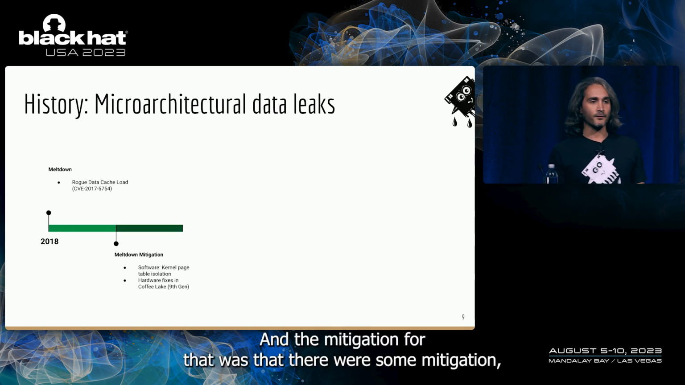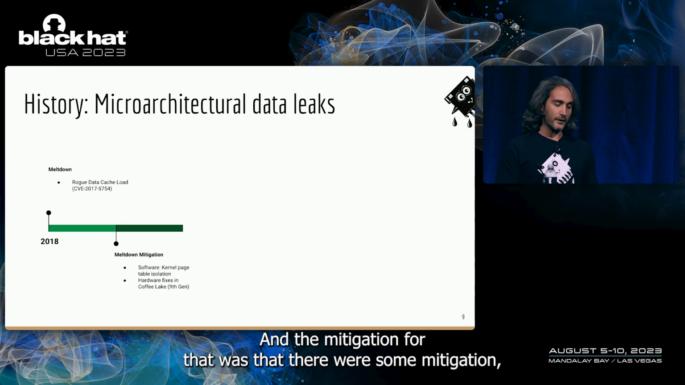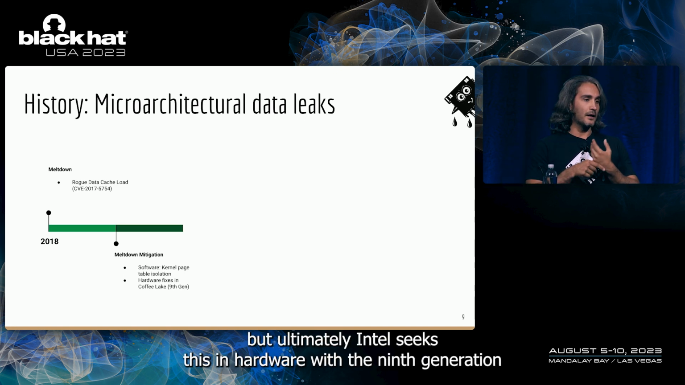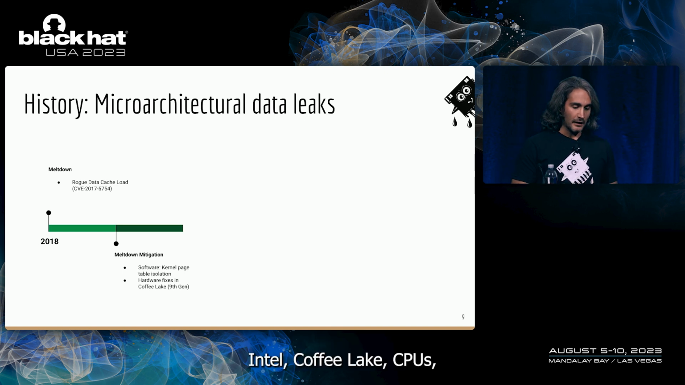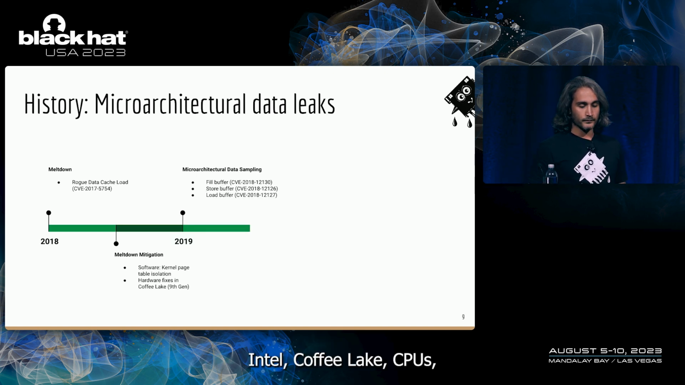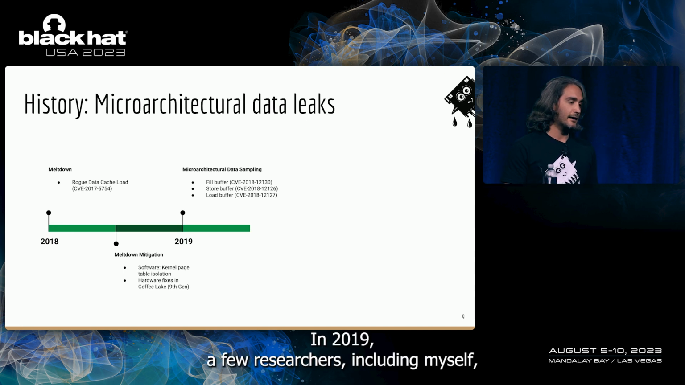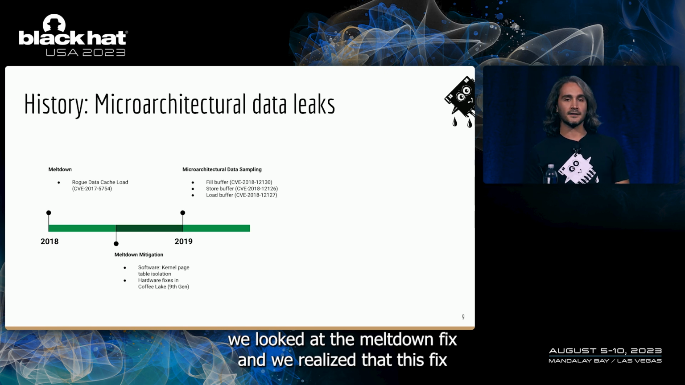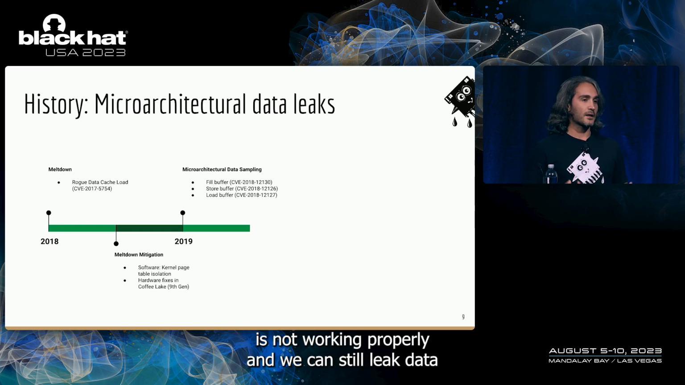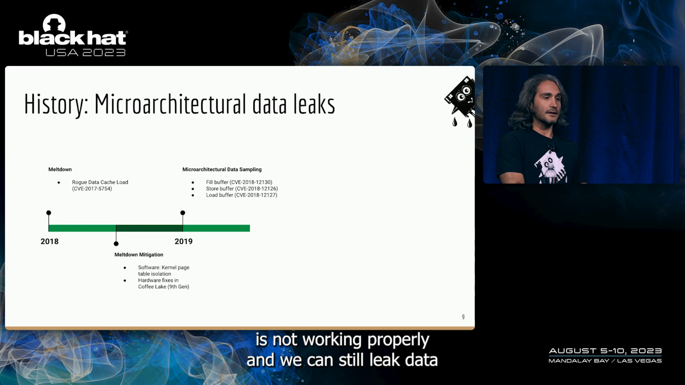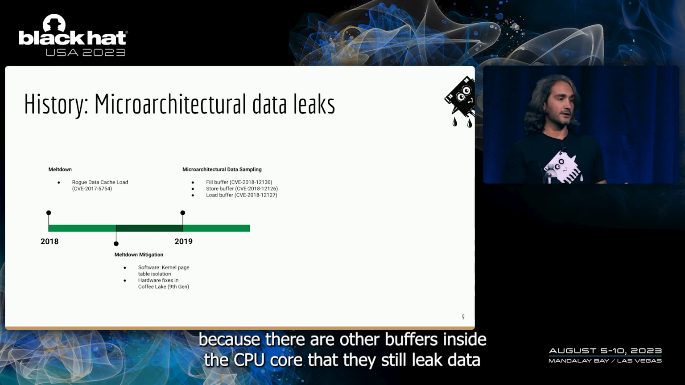The mitigation for that was some software mitigation, but ultimately Intel fixed this in hardware with the 9th generation Intel Coffee Lake CPUs. And then later on in 2019, a few researchers, including myself, looked at the Meltdown fix and realized that this fix is not working properly and we can still leak data because there are other buffers inside the CPU core that still leak data.